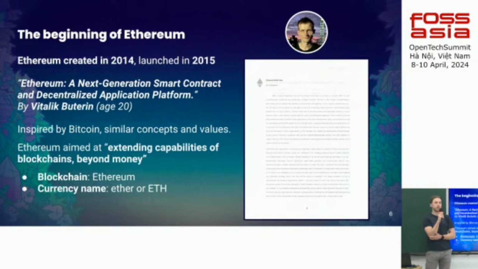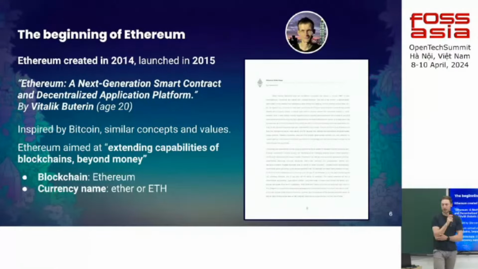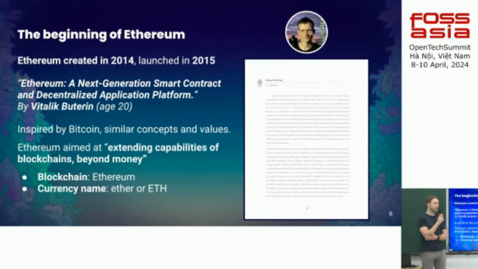About Ethereum now, it was created in 2014 and officially launched in 2015. It was released by someone called Vitalik Buterin, a very smart computer scientist. He also won a competition in math. He was also writing articles on Bitcoin. And so he released this paper at age 20, called Ethereum, a next generation smart contract and decentralized application platform. It was largely inspired by Bitcoin, taking the same concepts and values, but the goal was really to extend the capabilities of blockchain beyond money. And we'll see that a bit later today.